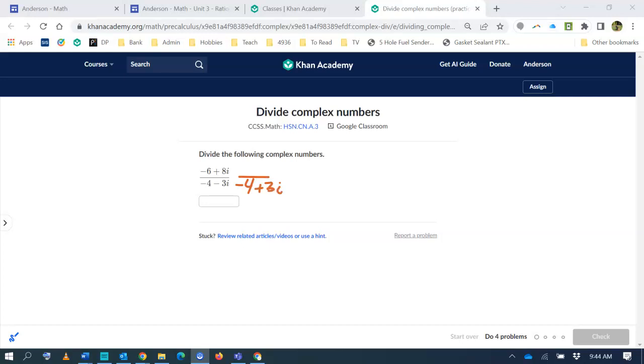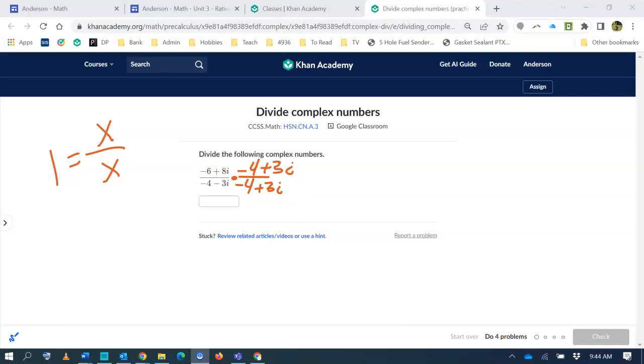And we're going to multiply that by itself over itself. Because remember, x over x is equal to 1. Any number over itself is equal to 1. So this whole thing right here equals 1. So it's not changing the number. It is just rewriting it differently. And we're going to rewrite it in a way that does not have an imaginary number in the denominator.